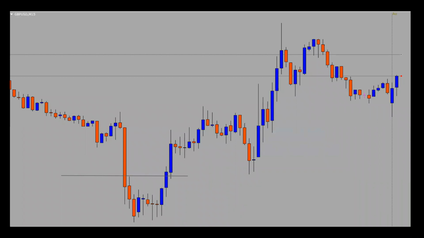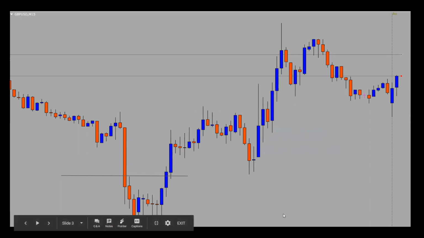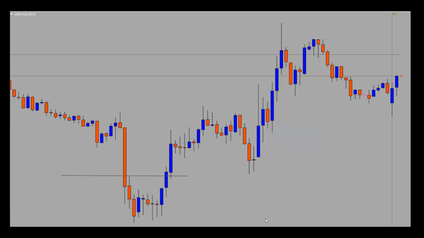All right, so the first part is pretty basic. I'm going to draw on the screen. Go to the annotate right there. There you go. All right, so what we're looking for here is the candlestick movement.